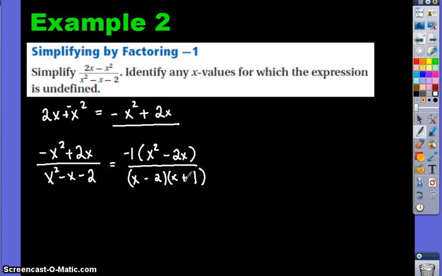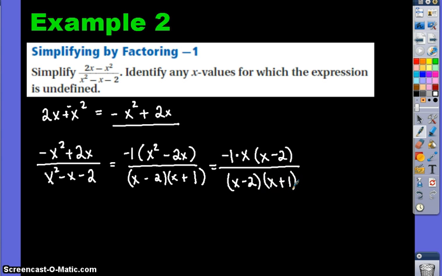All right, but we still have a binomial in our numerator, so we're going to try to factor that as well. So we're going to have a -1, and both terms have a common x, so we can factor out an x, and that would leave us with x minus 2. Now it should be clear why we were doing all these little steps, because now we have an x minus 2 in the numerator and in the denominator.